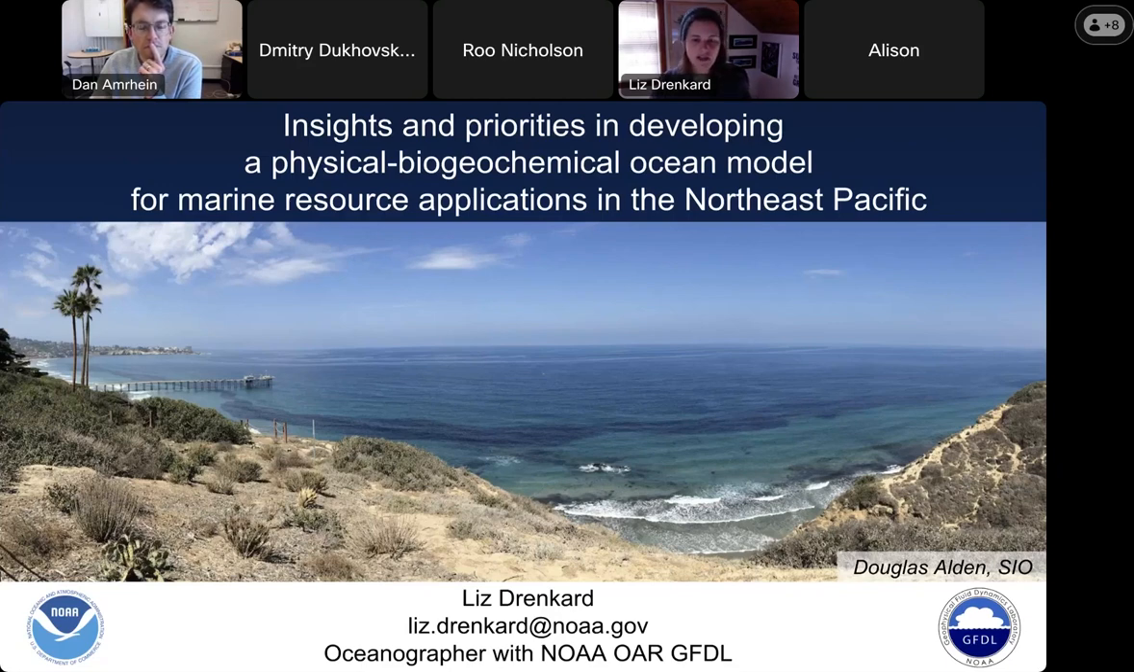So I always start my talks off with this picture. It's by Douglas Alden from SIO. It's the Scripps Pier, and you see this black ribbon here in the water, and I believe this is anchovy. It's a nice illustration of how a lot of these important biological processes that we're interested in studying are happening very close to the shore and at very small scales. And that Scripps Pier is conveniently about a quarter of a kilometer long. So that underlies the motivation I have for looking at regional models and using them when we are trying to address marine resource questions.